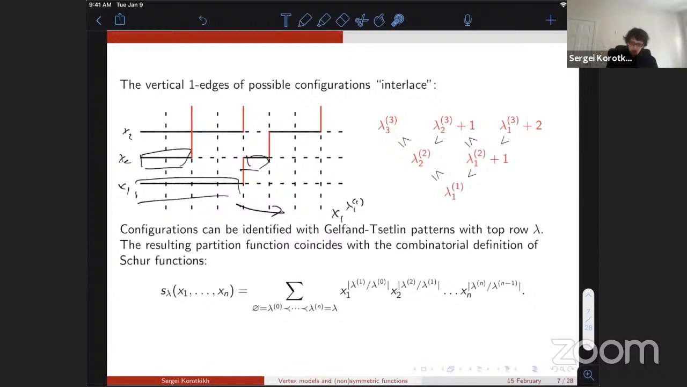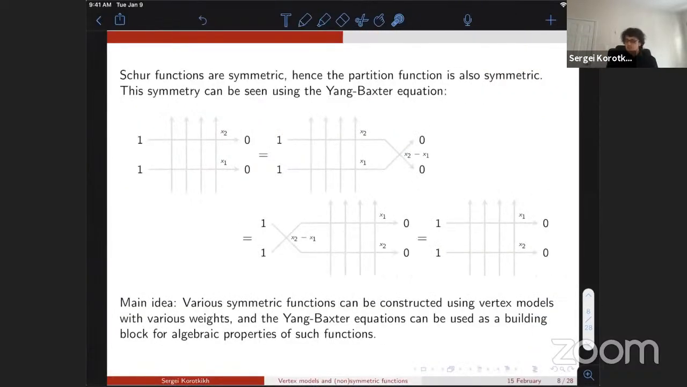So in a certain way, this vertex model is just a nice way to formulate the combinatorial definition of Schur functions. The point I want to make here is that this reformulation is actually sometimes useful. Namely, as I mentioned, Schur functions are symmetric functions. So in particular, the whole partition function I have described should be symmetric in variables x1 and x2. And this can be seen using the Yang-Baxter equation.